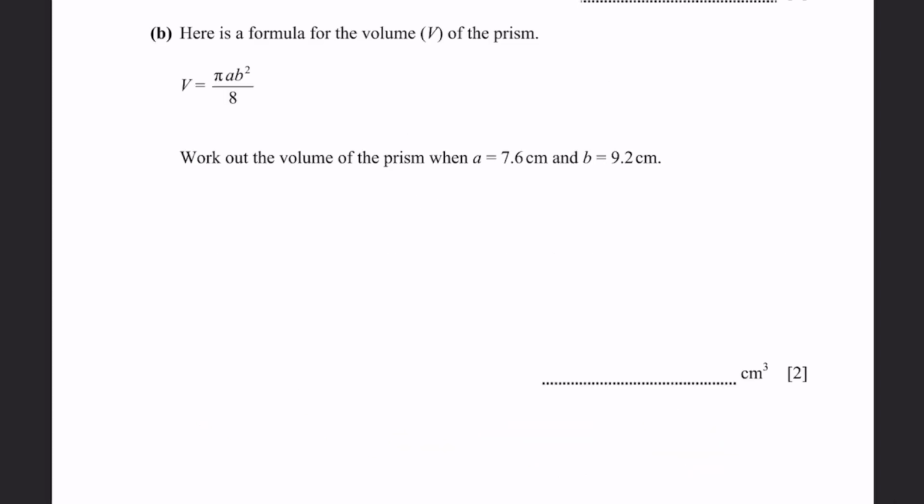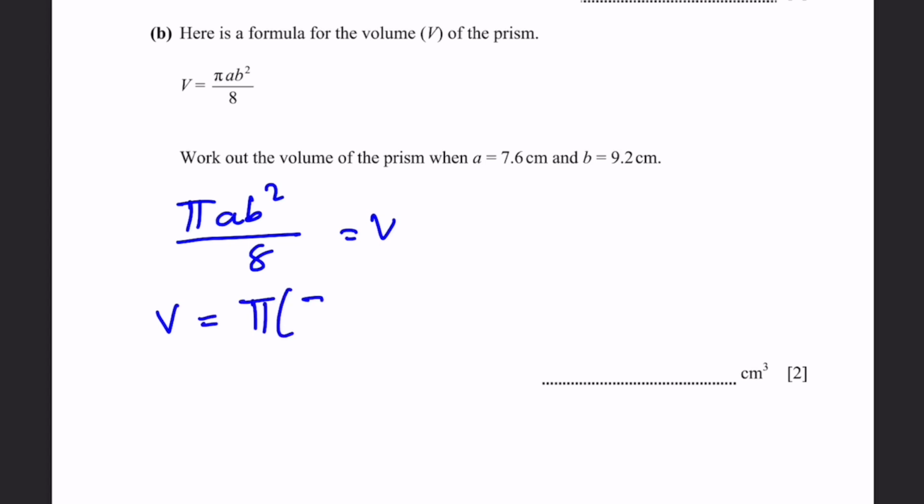B. The formula for the volume of the prism is volume equals pi AB squared by 8. Work out the volume when A is 7.6 and B is 9.2 centimeters. So over here we have pi AB squared by 8. Volume is equal to pi into 7.6 into 9.2 squared by 8.